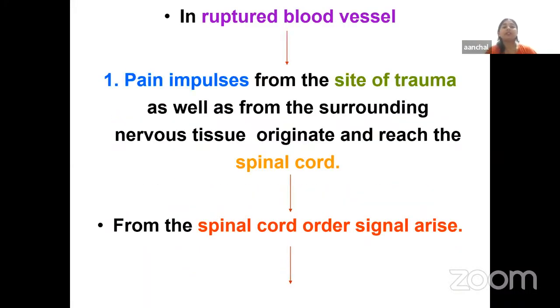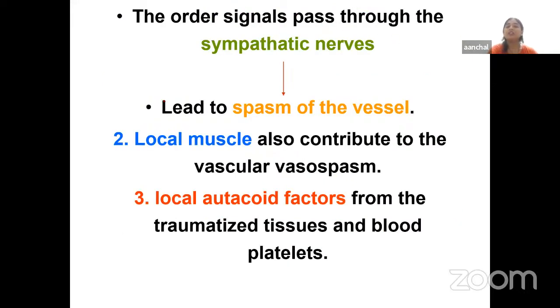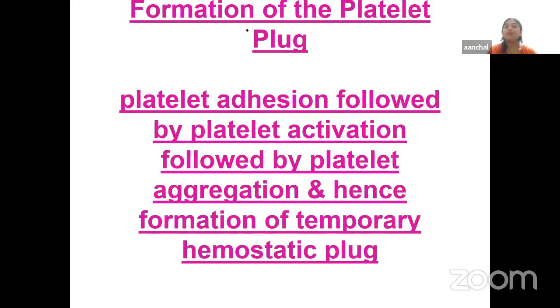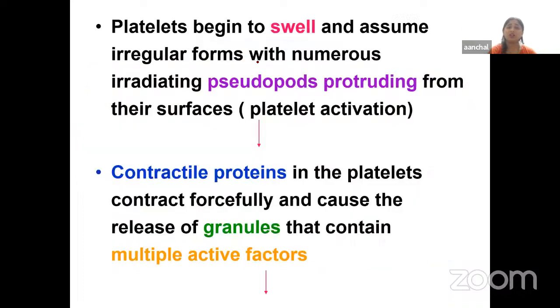So now we're going to learn with the help of slides. In ruptured blood vessels, pain impulses from the site of trauma as well as from the surrounding nervous tissue originate and reach the spinal cord, and from the spinal cord an order signal arises. The order signal passes through the sympathetic nerves and leads to spasm of the vessels. Local muscles also contribute to vascular vasospasm, along with local autacoid factors from the traumatized tissue and blood platelets. The vasospasm lasts for almost half an hour and is directly proportional to the intensity of trauma. Now the formation of the platelet plug will be there with the help of platelet adhesion, followed by platelet activation, as we have just seen, followed by platelet aggregation, and hence the formation of the hemostatic plug, right? So the mechanism we have already discussed.